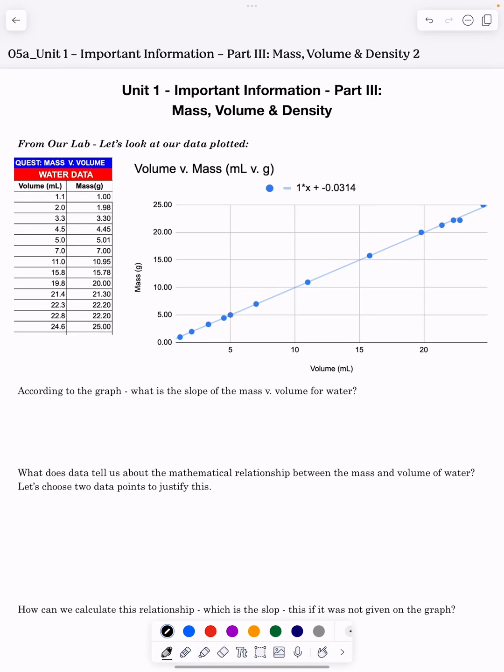All right, hey chemists, this is the Unit 1 Important Information Part 3. We're going to be talking about mass, volume, and then something called density.